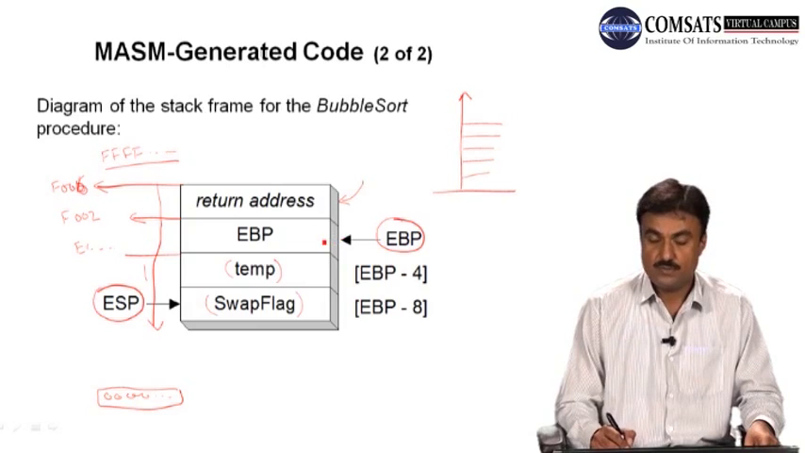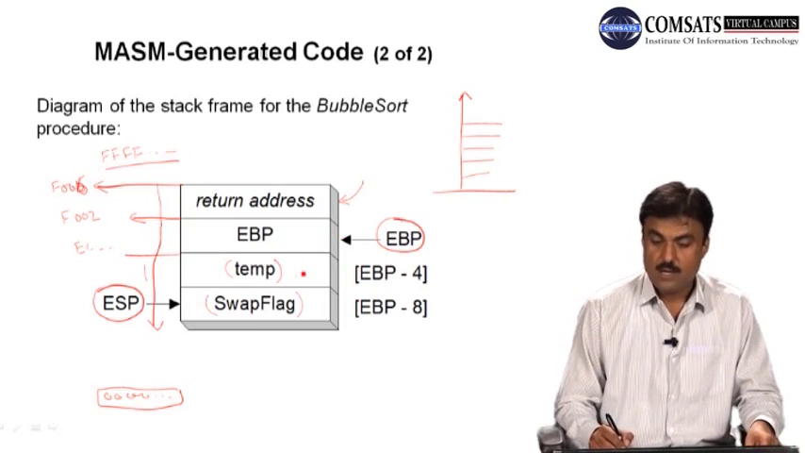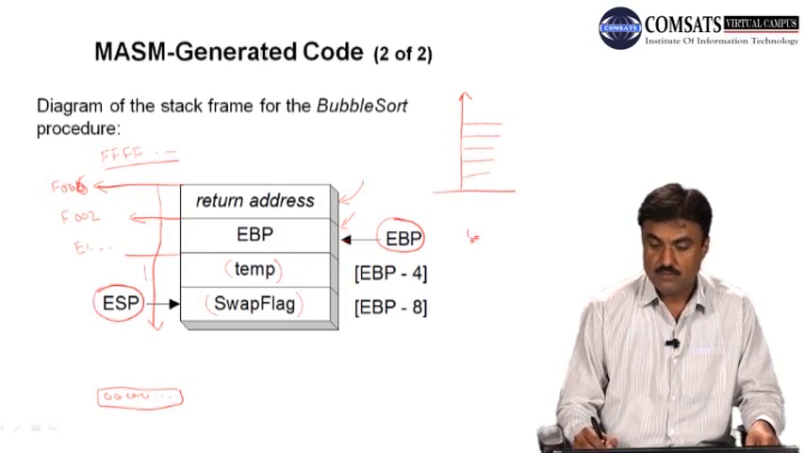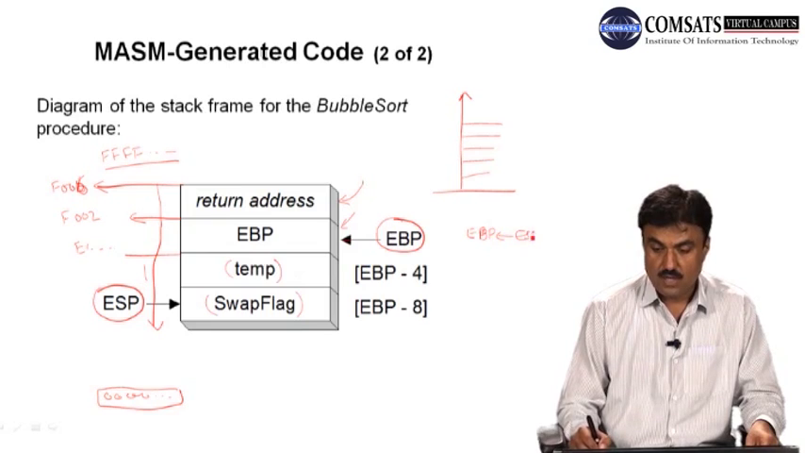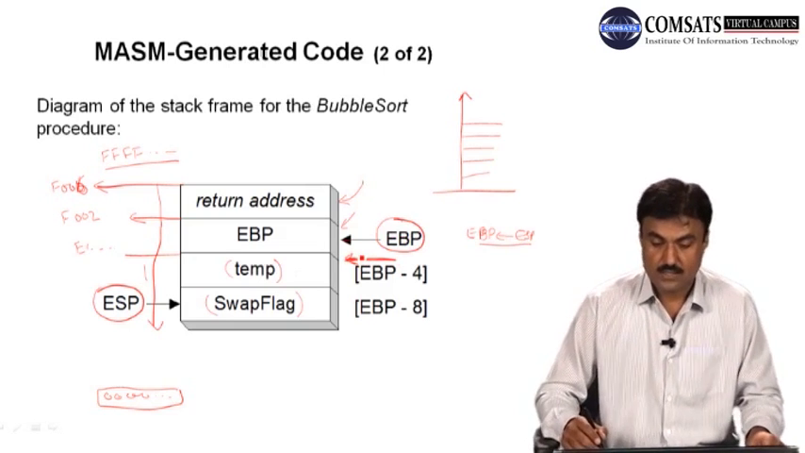Next, EBP is stored. Third one is temp. Now for example, right now EBP has this value. When we store EBP, at the same time we are assigning EBP the value of ESP. So the value of ESP was here because we pushed EBP. Now EBP is assigned the value of the stack pointer, so this is the value which is being stored inside EBP.